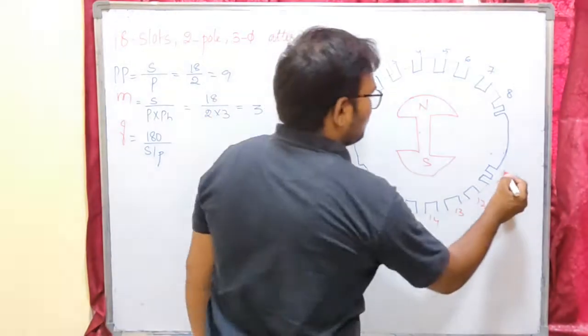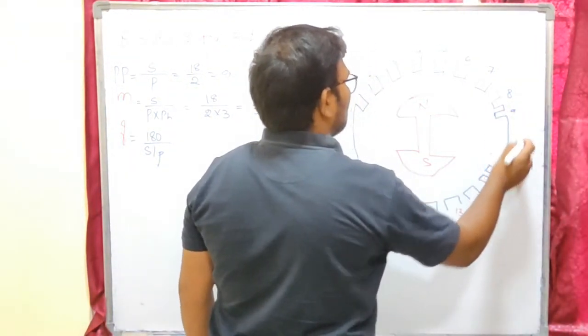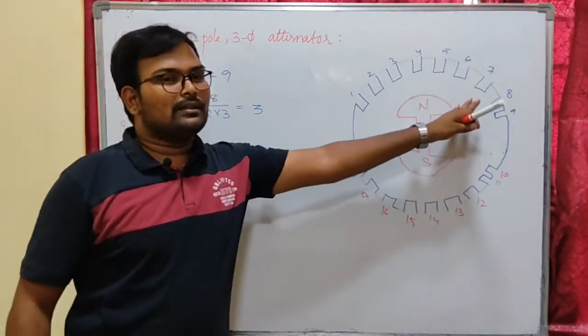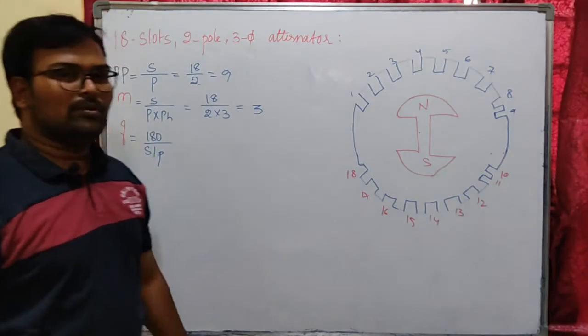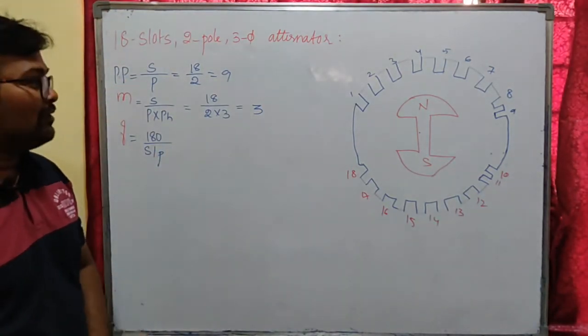Okay, so this is my 10th slot, and this is my 9th slot. So these are the number of slots under one pole. We have 9 slots under the north pole and we have 9 slots under the south pole. Okay, that is nothing but the pole pitch. Then what is short pitch, what is full pitch winding?